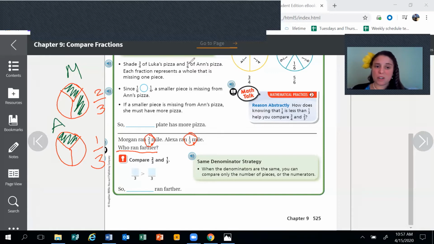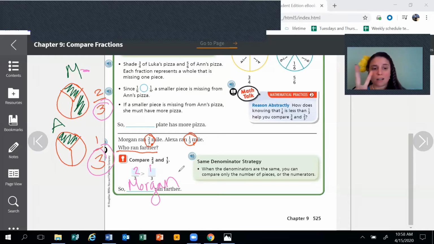I'm just going to look at the number of pieces because the denominators are what, guys? The same. So we know that all of the pieces are going to be the same size. They're all going to be this size. So to figure out who ran further, we just have to figure out who has more pieces. Okay? So when we're looking at this, who has more pieces? Yeah, Morgan has more pieces. So we know that 2/3 is bigger than 1/3. So Morgan ran further.